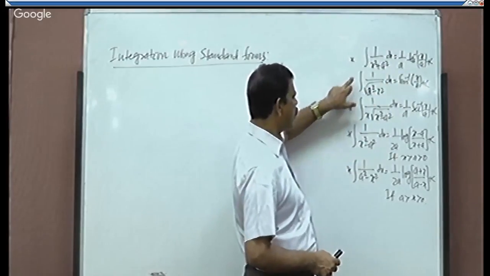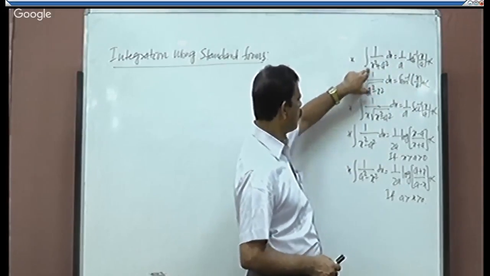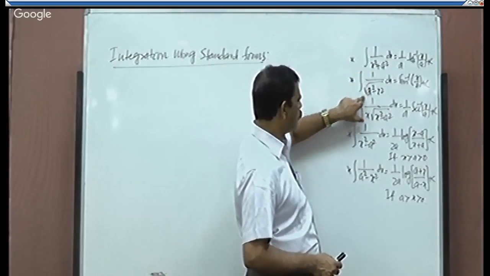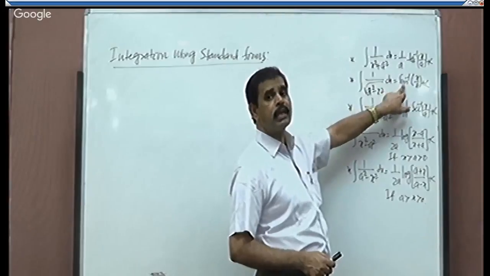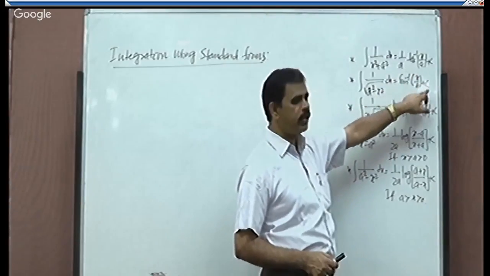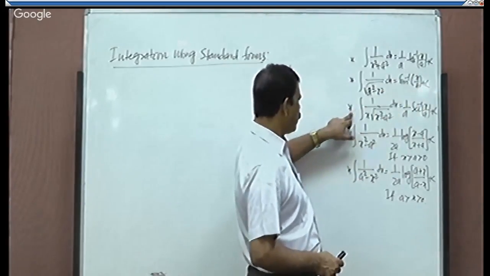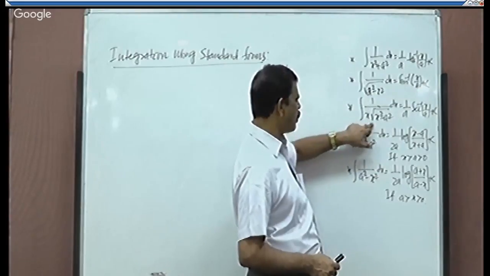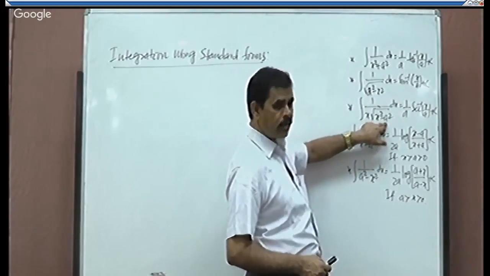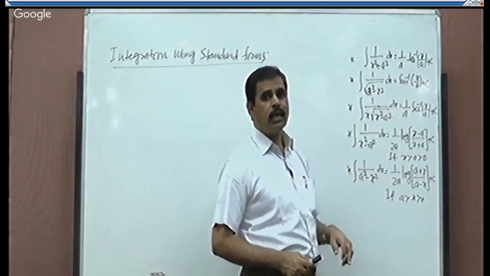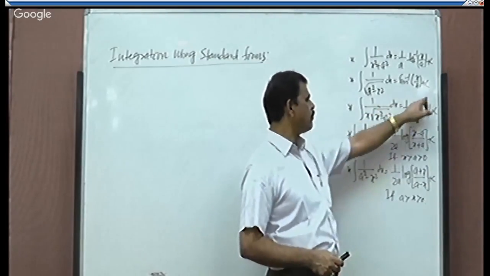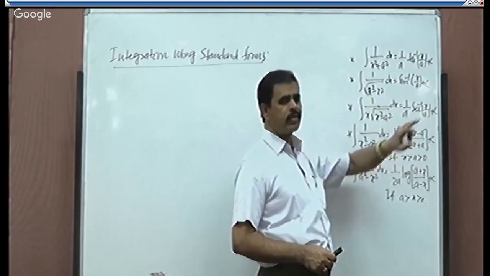Second standard form, integral of 1 by root of a square minus x square dx. So that can be taken as sine inverse of x by a plus c. Integration of 1 by x into root of x square minus a square into dx is equal to 1 by a into secant inverse of x by a plus c. Right?